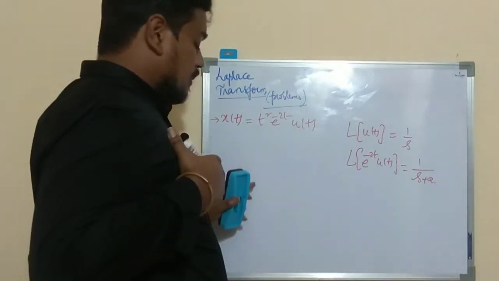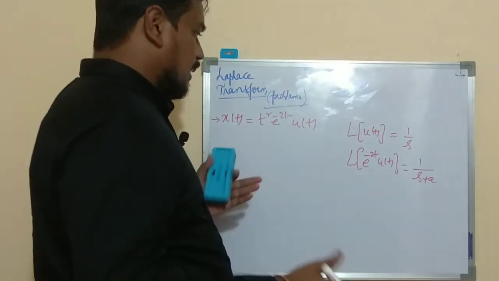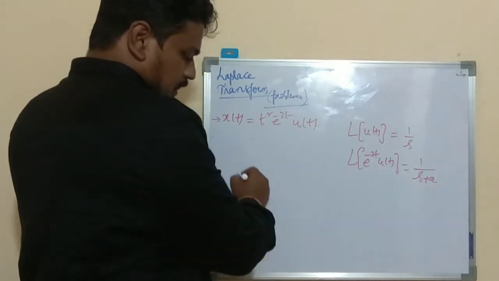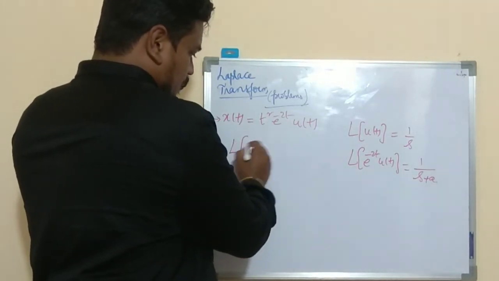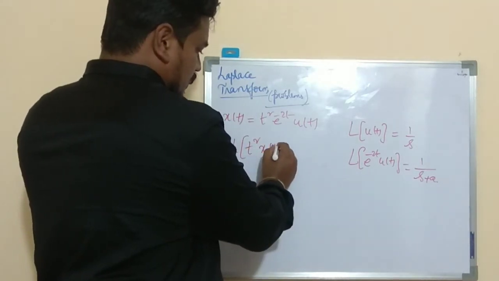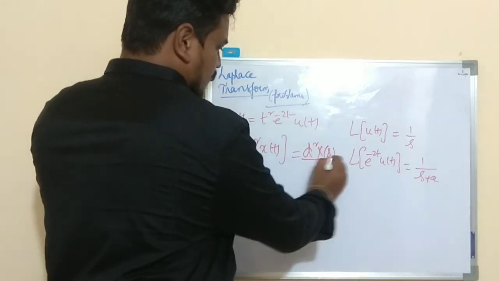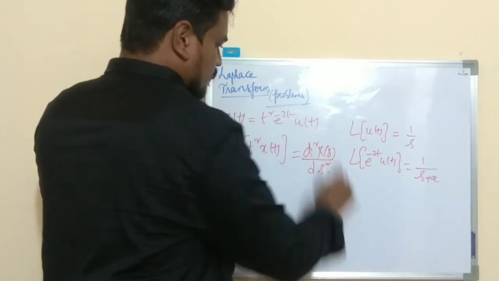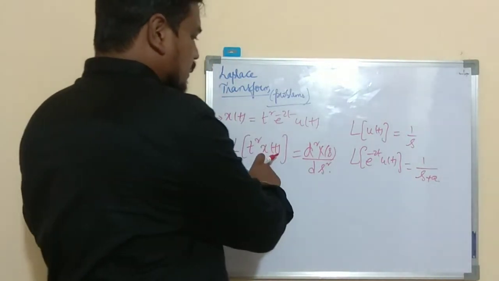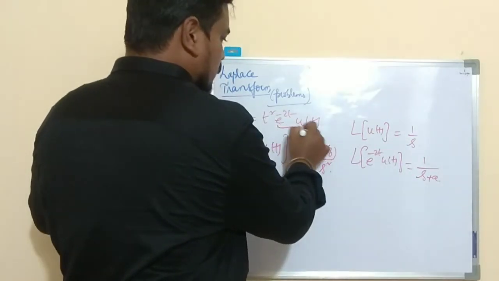Then here the differentiation in s domain property has to be used. That says that the Laplace transform of t square into x of t is equal to d square X of s by ds square. Okay, so this is the thing. Now what is x of t here? x of t is equal to e power minus 2t into u of t, this particular thing.